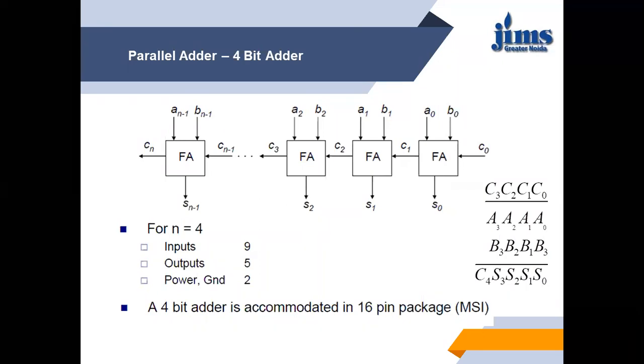So to add 4-bit numbers, we can get a 16-pin IC in the market, in which we have 9 inputs, 5 outputs and 2 power pins. This is how the complexity is reduced when we use a parallel adder to add 4-bit numbers.